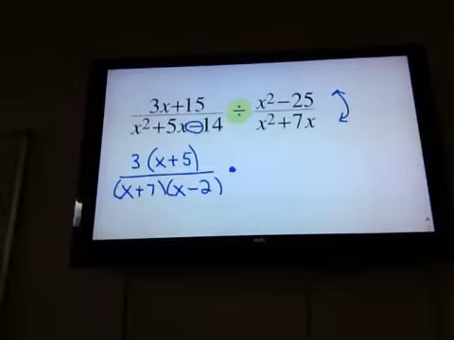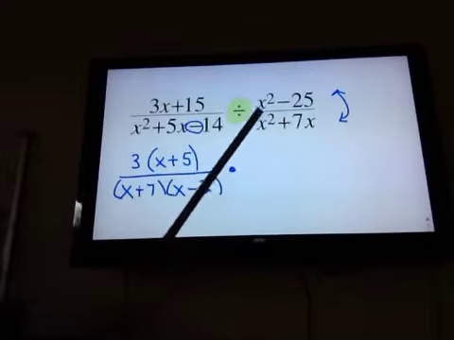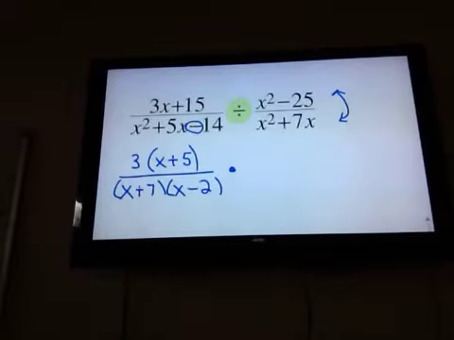So what's on the bottom is going to be factored up top. So x squared plus 7x. Is there a common factor? Yes. I can take out an x. I'm left with x plus 7, which goes no further.